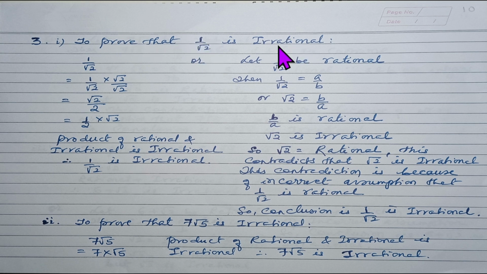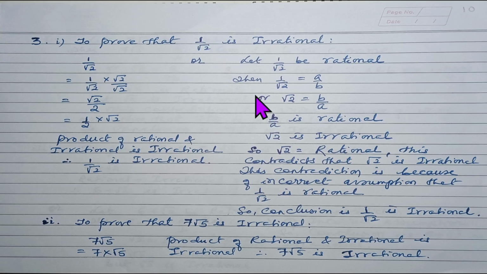Again here, third example, we have to prove that 1 by root 2 is irrational. Now if I simplify that, that means rationalize this, I get 1 by root 2 into root 2 by root 2, we will get root 2 by 2, that is half into root 2. But you know that the product of a rational number and an irrational number is irrational, and by direct method we can prove that 1 by root 2 is irrational.